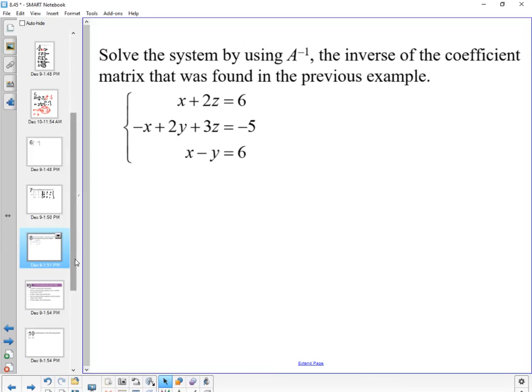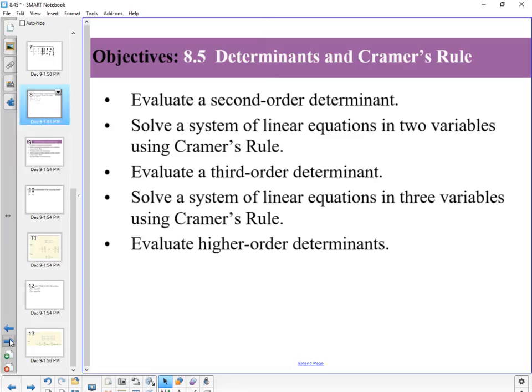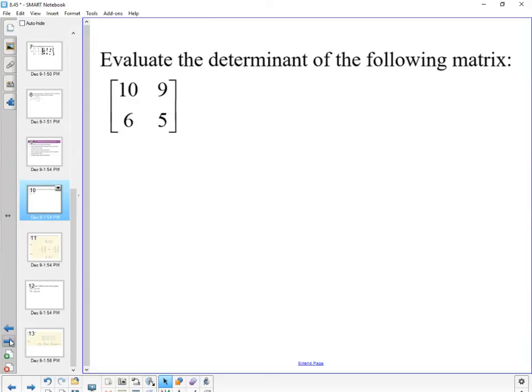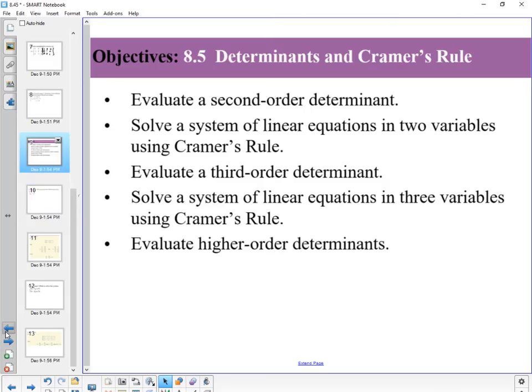Let me move on. I want to make sure I get through this whole thing because we have 15 minutes. Even better, because I already taught you Cramer's rule. Do you guys remember the cross multiply? Go back. I was writing it down.